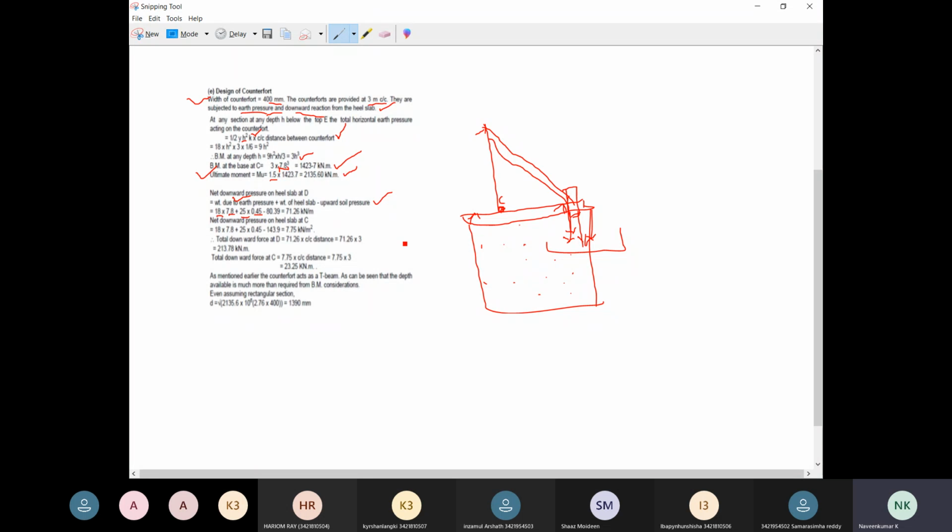Okay, so this is the downward earth pressure. The first two expressions are the downward earth pressure. After that, to have the counteracting action, you have to calculate the upward earth pressure also. That value is 80.39. Therefore, the net downward earth pressure on the yield slab at the point D, where the counterfort ends, this is the point D. At the point D, the net downward earth pressure is 71 point.